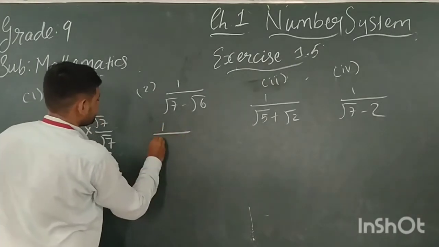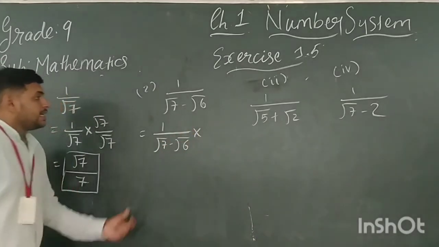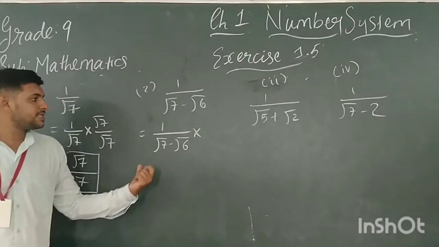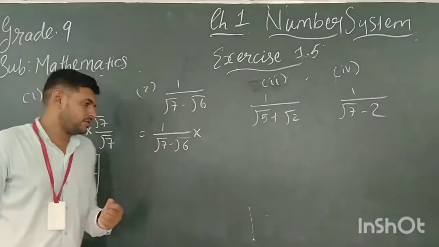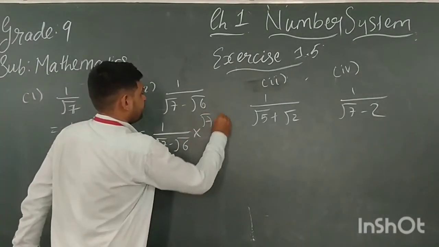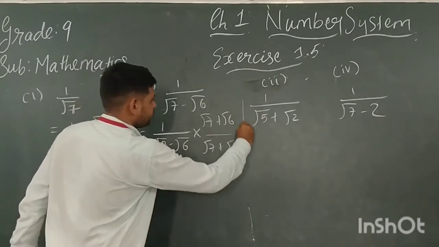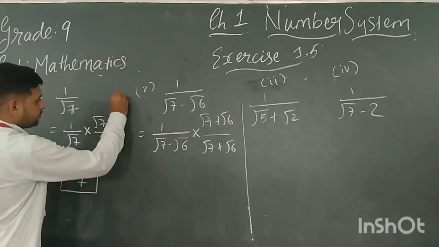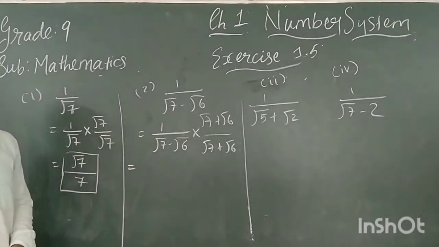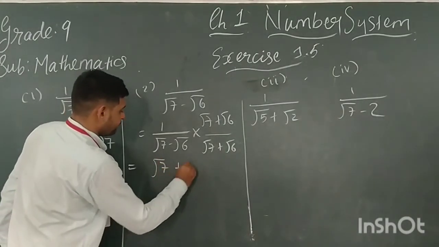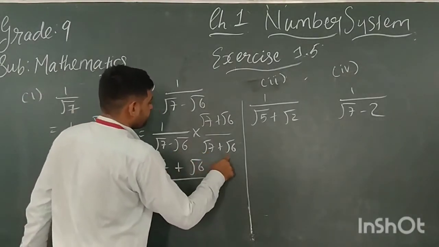1 upon root 7 minus root 6. See, here as I told you there are two terms. So what you will do is just change the sign. That is, subtraction will become addition. So root 7 plus root 6 upon root 7 plus root 6. We just make a line here so that you don't have any problems with this one. Now root 7 plus root 6 multiplied by 1, we get root 7 plus root 6, and root 7 minus root 6, root 7 plus root 6.